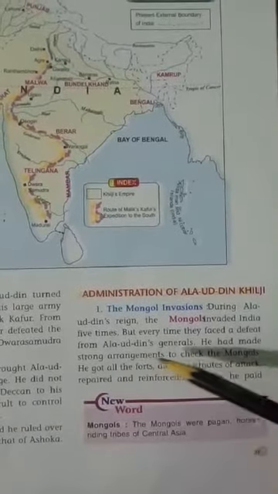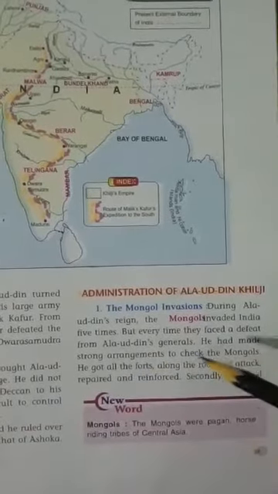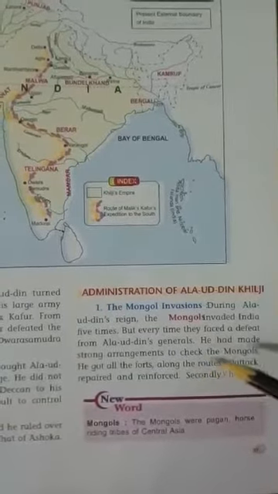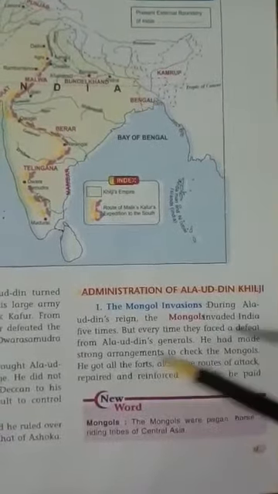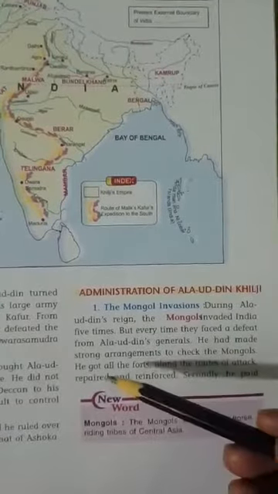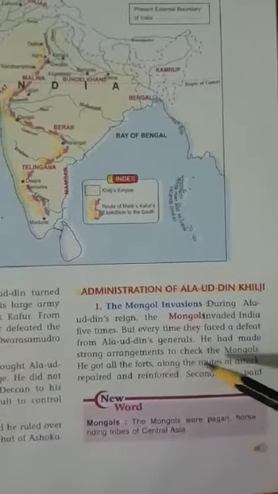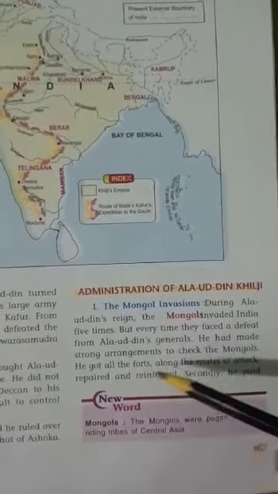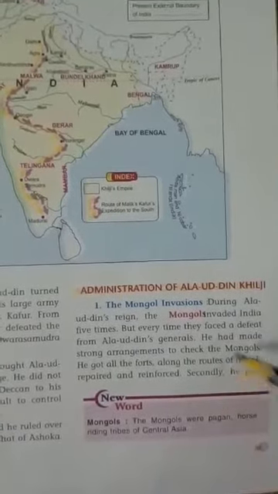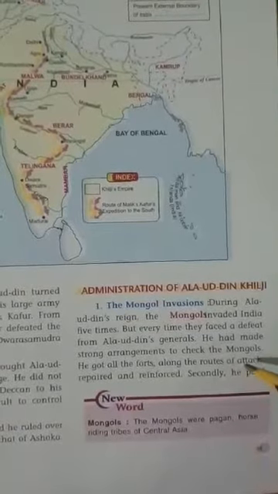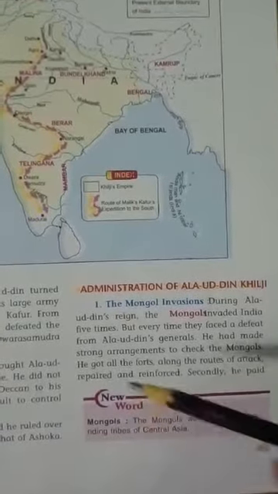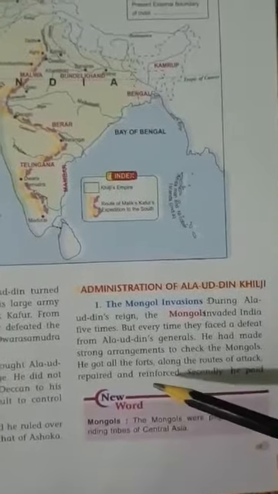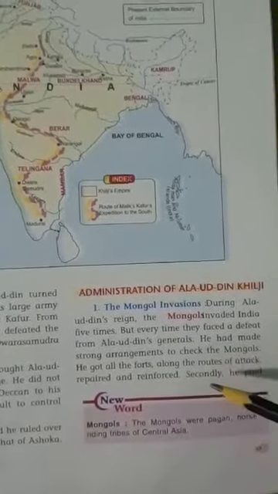He had made strong arrangements to check the Mughals. So what were those arrangements that Alauddin Khilji made? He got all the forts along the routes of attack repaired and reinforced. All the forts that were on the path of Mughal attack, he repaired and reinforced them, placing soldiers on all those forts to check Mughal invasion.